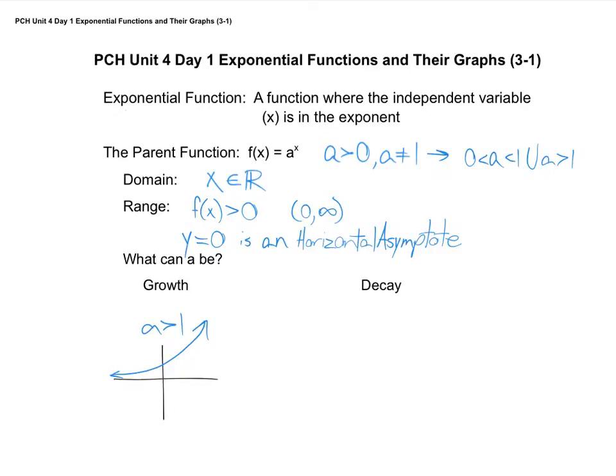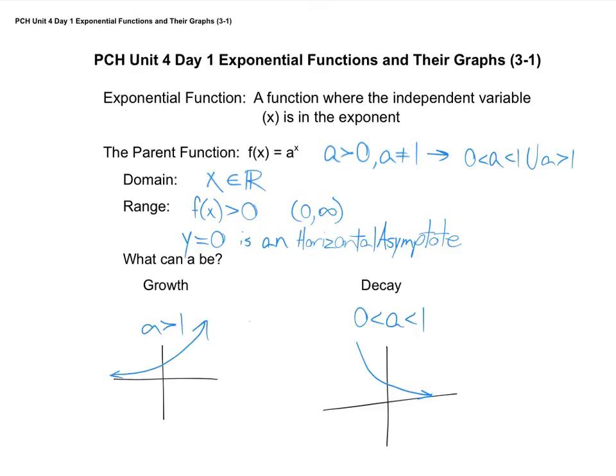Now, for decay, this is when a is between 0 and 1. The reason why it's decay is if you think of a half to the 0 power is 1, a half to the first is a half, a half to the second power is 1/4, a half to the third power is 1/8. It's approaching 0 as x gets bigger. So in this case, if this is our graph, it's going to look something like that. It's going to be decaying, going down, closer to 0.